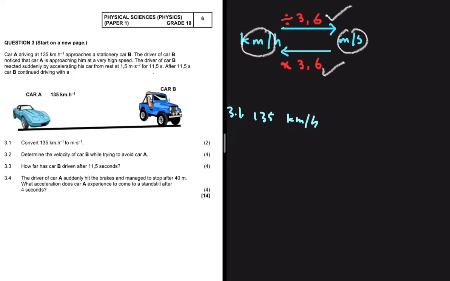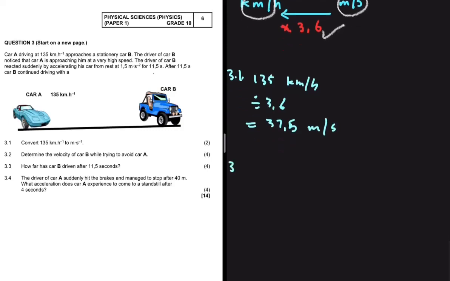So let's go ahead and do that. 135 divided by 3.6 is equal to 37.5 meters per second. So instead of having kilometers per hour, we now have meters per second by just dividing by 3.6. Let's move to 3.2.